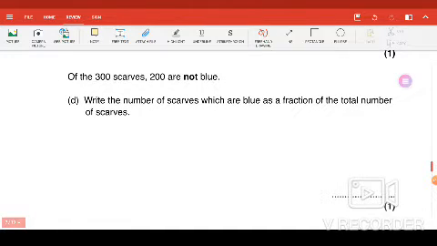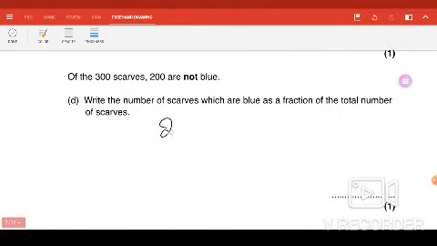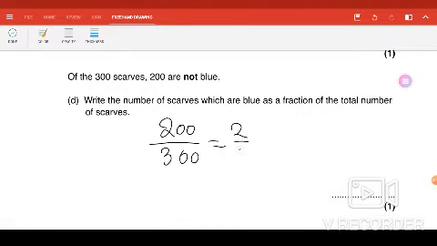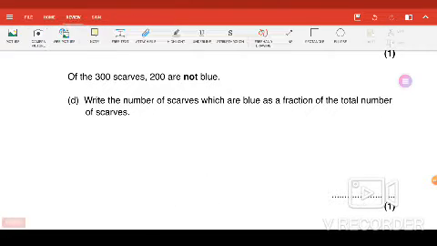Of these 300 scarves, 200 are not blue. Write the number of scarves which are blue as a fraction of the total. Okay, 200 of 300 are not blue. This is 2 over 3. The total is 1, or 3 over 3. We take away 2 over 3, which is not blue. The answer will be 1 over 3.